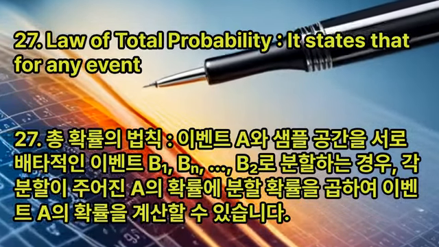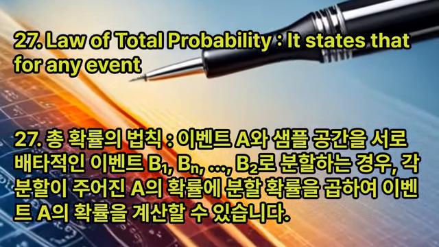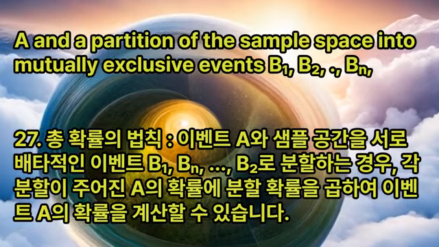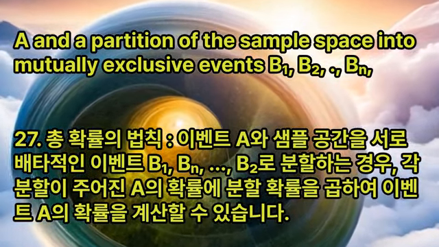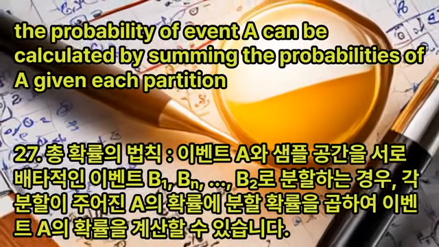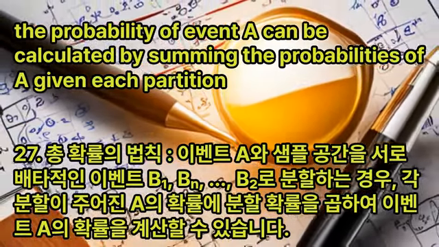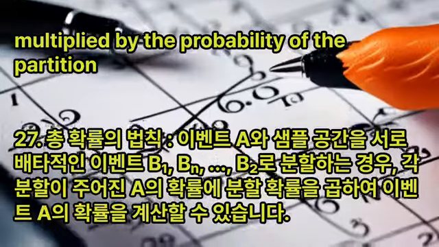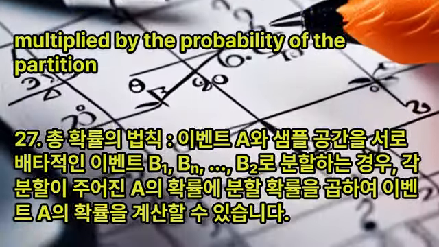27. Law of total probability. It states that for any event A and a partition of the sample space into mutually exclusive events B1, B2, B3, the probability of event A can be calculated by summing the probabilities of A given each partition, multiplied by the probability of the partition.